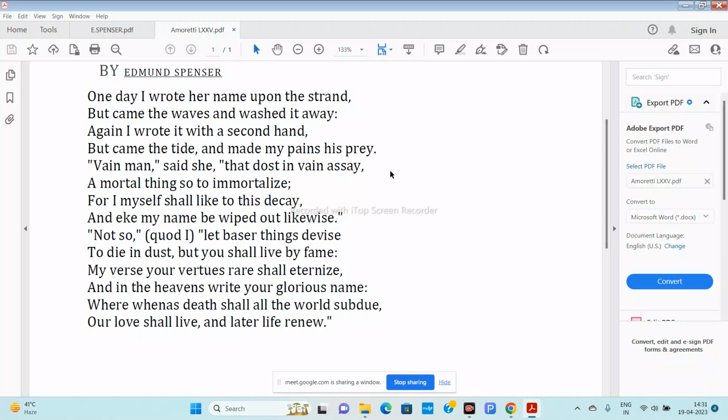Again, assay. This is similar. It rhymes with pray. So this is also A. A, B, A, B, A. Lies. So this is a different kind of rhyme scheme which we can see here.